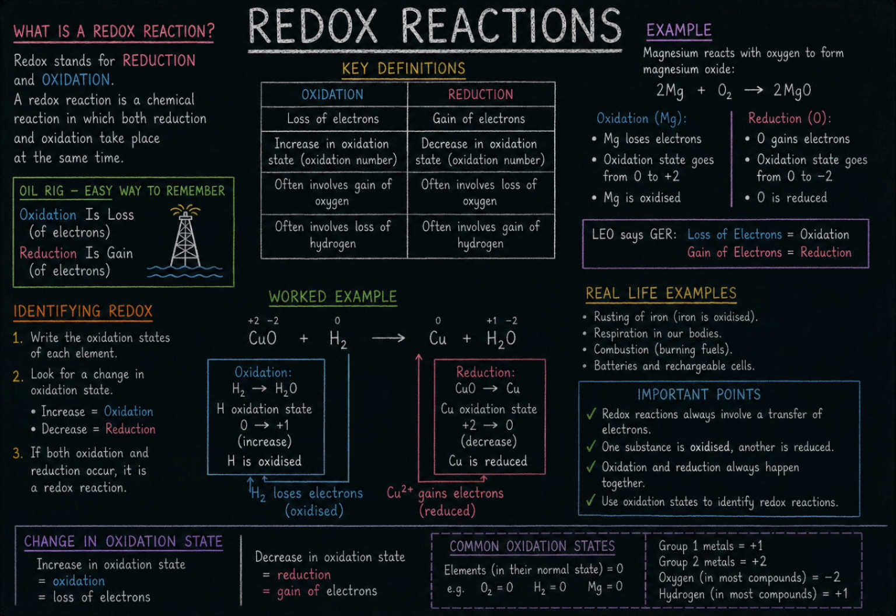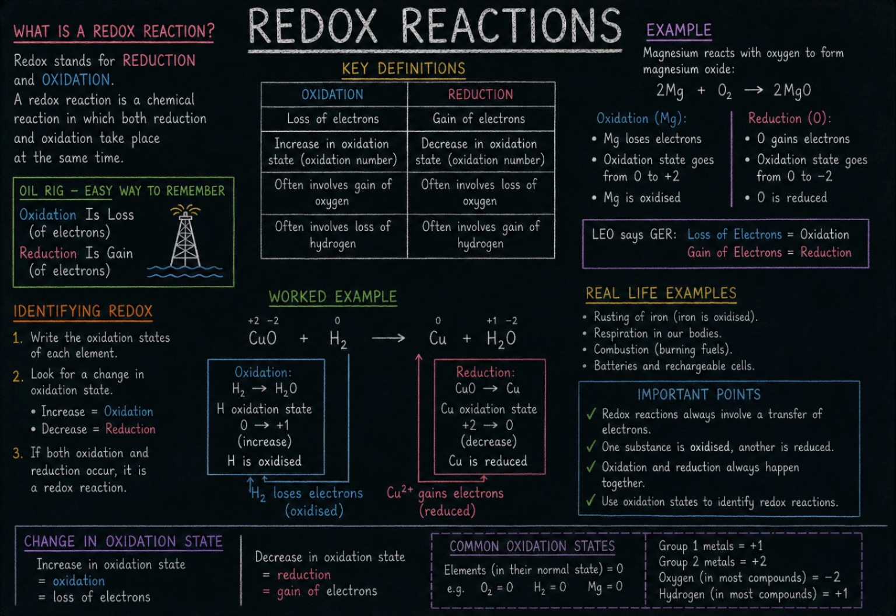Oxidation states. Another way to identify redox reactions is by looking at oxidation states. If the oxidation state increases, oxidation has happened. If the oxidation state decreases, reduction has happened. Everyday examples. Redox reactions happen all around us. Examples include rusting of iron, burning fuels, respiration in our bodies, batteries.